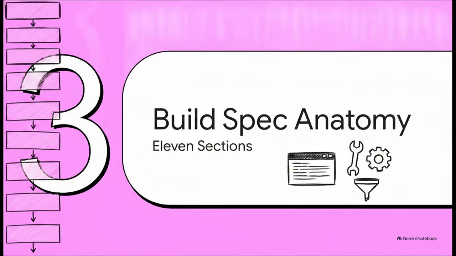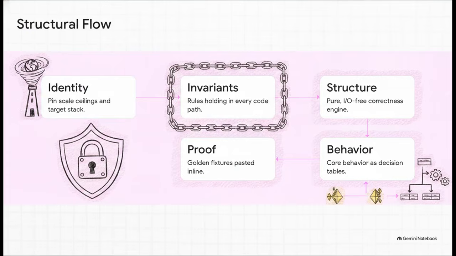Okay, Section 3, Build Spec Anatomy, 11 sections. What's really fascinating here is the rigid, top-down structure of the spec. Since a builder reads top-down, you have to walk it through a critical structural flow of constraints. You start with identity, who it serves, and its scale ceiling. Then, before anything else, you move to the absolute, non-negotiable rules, or invariants. Rules come before structure, where you demand a pure I/O-free core engine. Structure comes before behavioral tables. And finally, the whole thing ends with binding proof. These are your golden fixtures, inserted in line, acting as the ultimate test that the builder literally must pass.